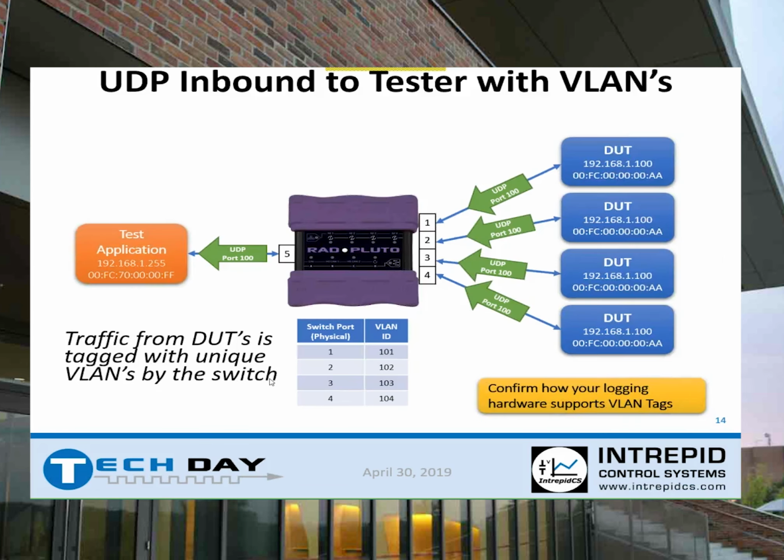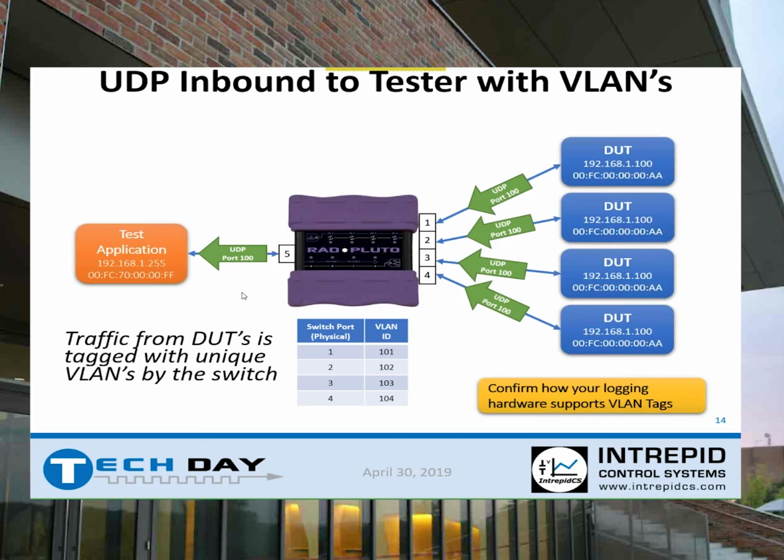So you could use these VLANs to tag each device's traffic with a unique VLAN tag. What you would do is, for physical port 1, you could say VLAN tag 101, physical port 2, 102, and so forth. So by the time the test application receives these frames, they all have a unique VLAN tag, and you can discern which device was sending which UDP stream.